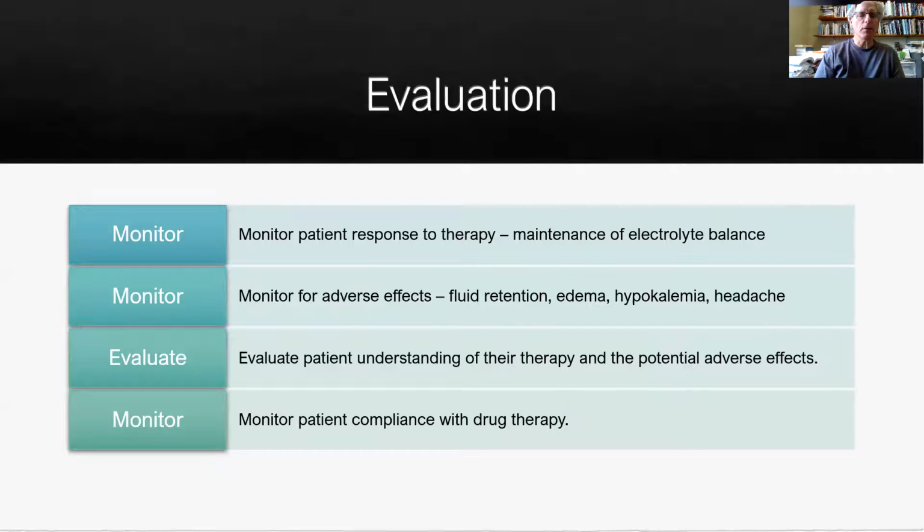So monitor the patient response to therapy, that they have proper maintenance of electrolyte balance. Monitor for adverse side effects, fluid retention, edema, hypokalemia, headache. Evaluate patient understanding of the therapy. Evaluate patient understanding of potential side effects. Monitor patient compliance with drug therapy.